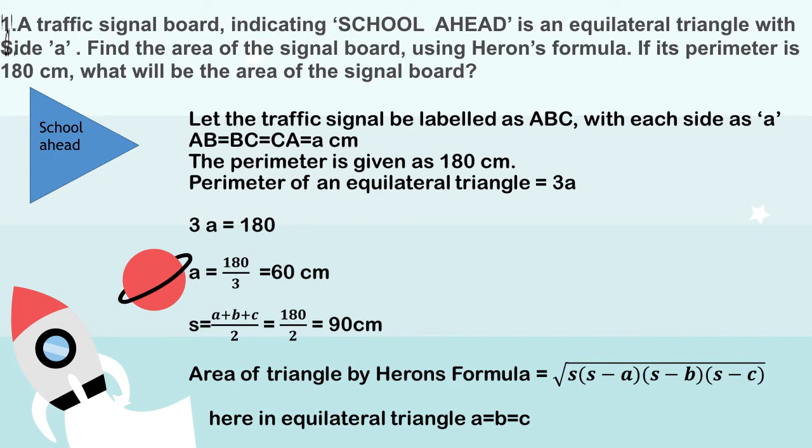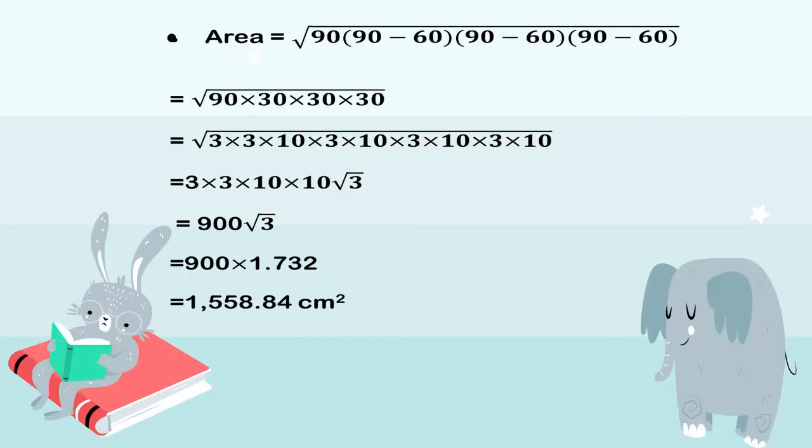Now in this question I have an equilateral triangle, so the values of a, b and c will all be the same. This value is equal to a, which is equal to 60 centimeter. Is this point clear to everyone? Because I am given it is an equilateral triangle. The traffic signal board is an equilateral triangle. So this value is 60 centimeters, which I have calculated already.